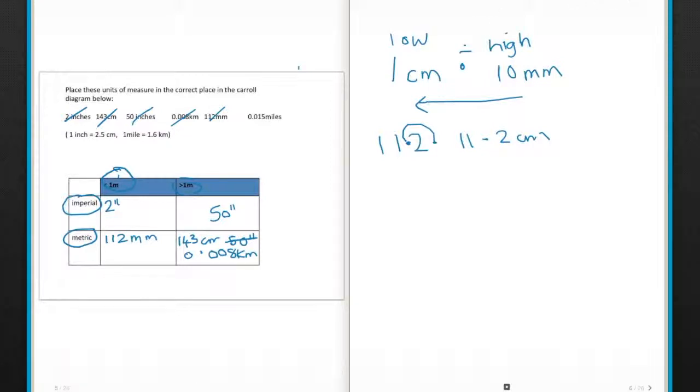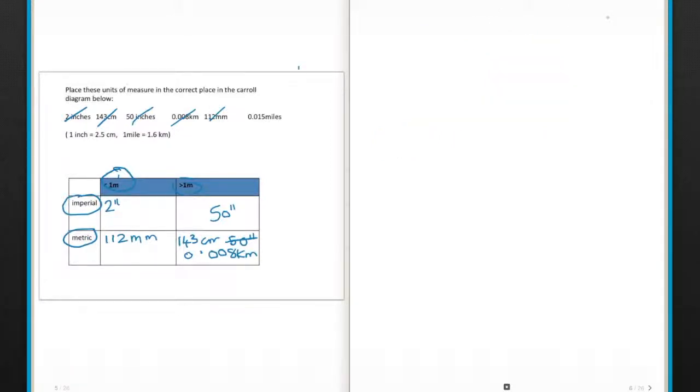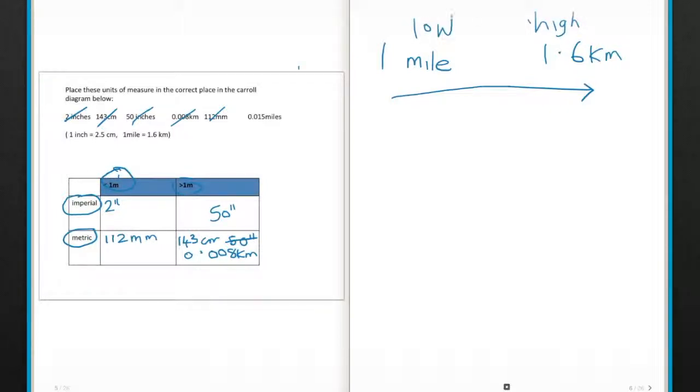0.15 miles. 1 mile is 1.6 kilometres. I'm at miles and I want to change it to kilometres because then I'll be able to change it to metres to see if it's bigger than a metre. Which is the highest number, 1 or 1.6? Well, this is the high, this is the low. I'm going from low to high, which means I'm going to times, and I'm timesing by this number.